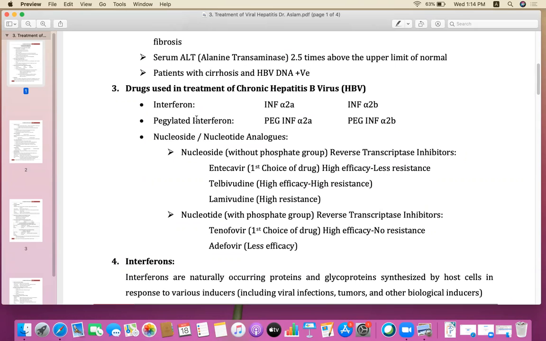What is pegylated? Pegylated means PEG, polyethylene glycol. It contains the interferon with polyethylene glycol, which increases the duration of action and decreases the frequency of administration of the interferons. We will see in the next slide.